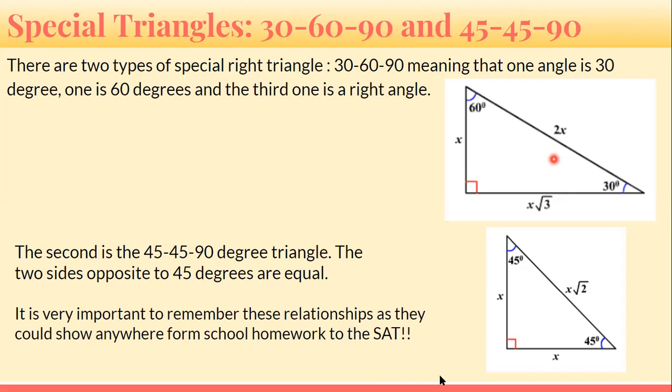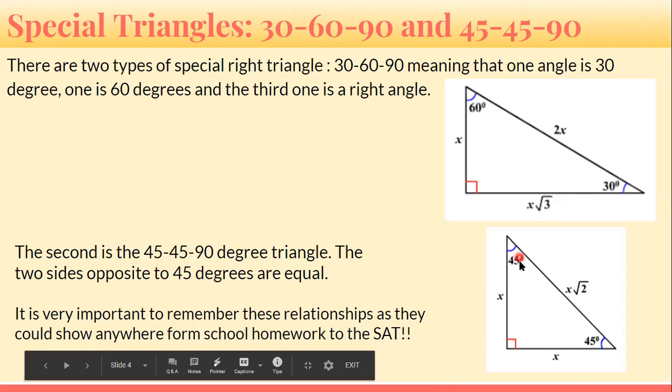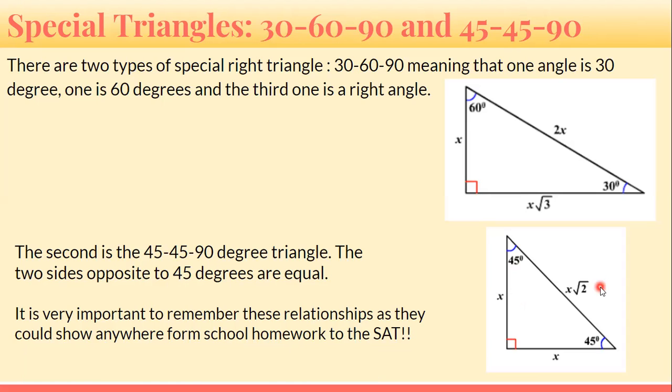Okay. And then for a 45, 45, 90 degrees triangle, you see that the sides opposite to 45 degrees are equal. And then the hypotenuse is just x times the square root of 2, right? That's pretty basic. Now let's say x equals 2. You don't need to take out a calculator and calculate the hypotenuse. You could just say, oh, the hypotenuse is equal to 2 times the square root of 2. Pretty easy, right?